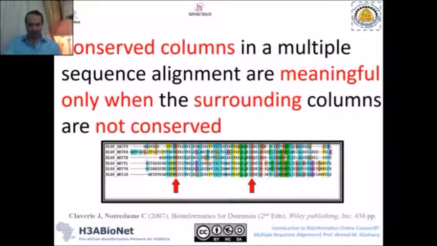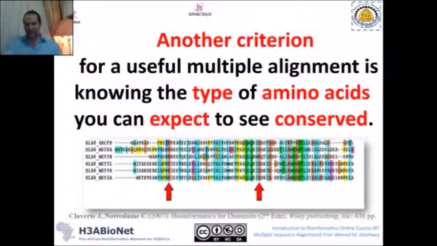Conserved columns in a multiple sequence alignment are meaningful only when surrounded by non-conserved regions. This is also very important. It means you have to see a signal that is genuine and interesting: some conserved columns surrounded by columns that are not conserved. Another criterion for a useful multiple sequence alignment is knowing the type of amino acid you can expect to see conserved. We will take a look at some examples in the coming few slides.